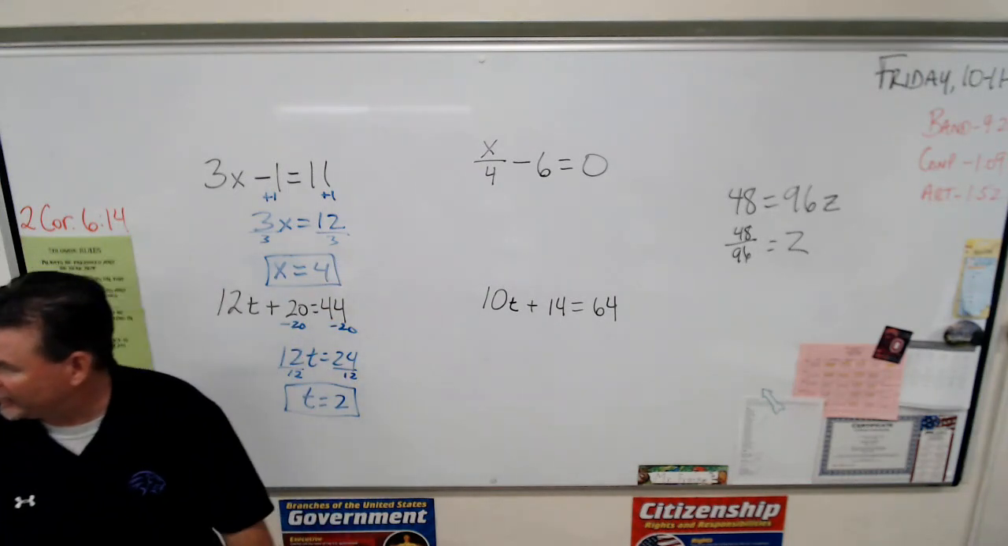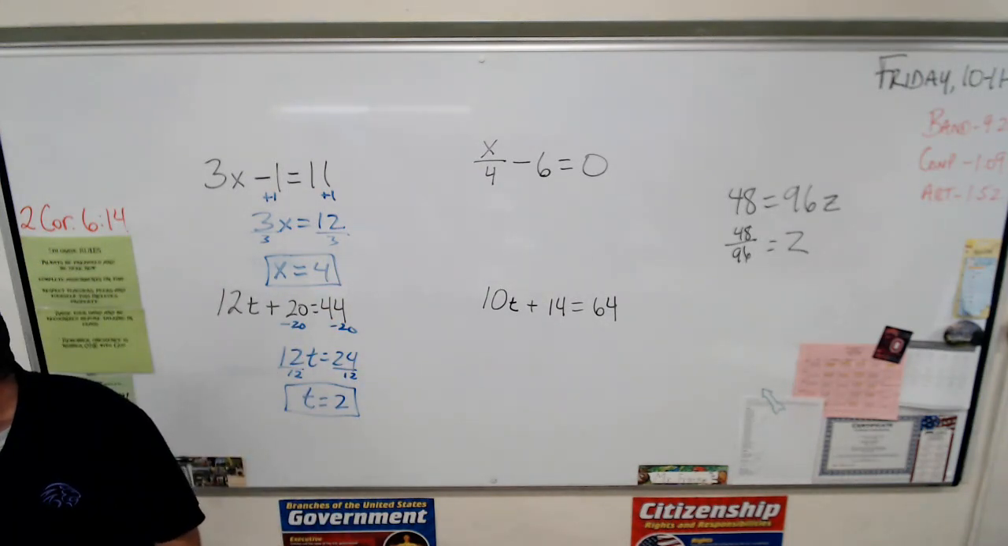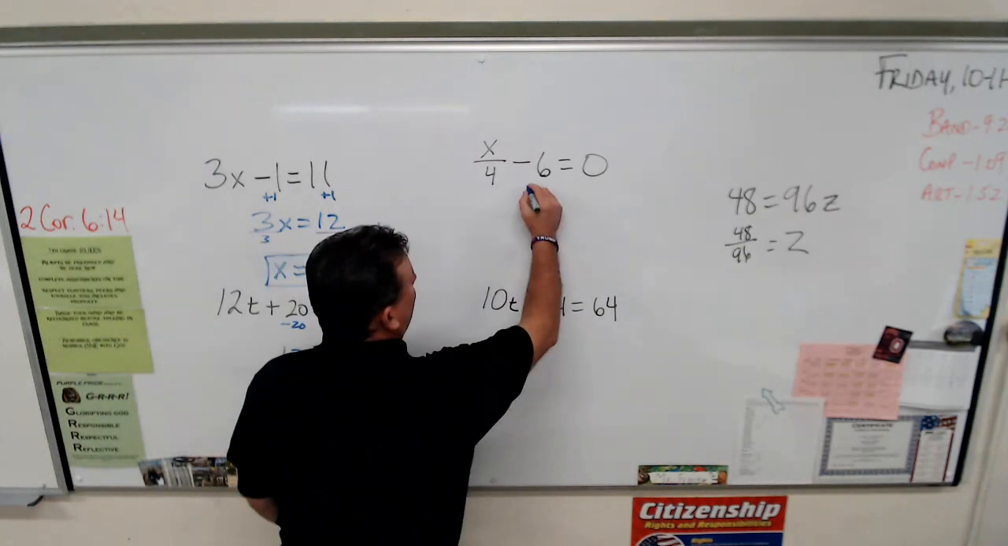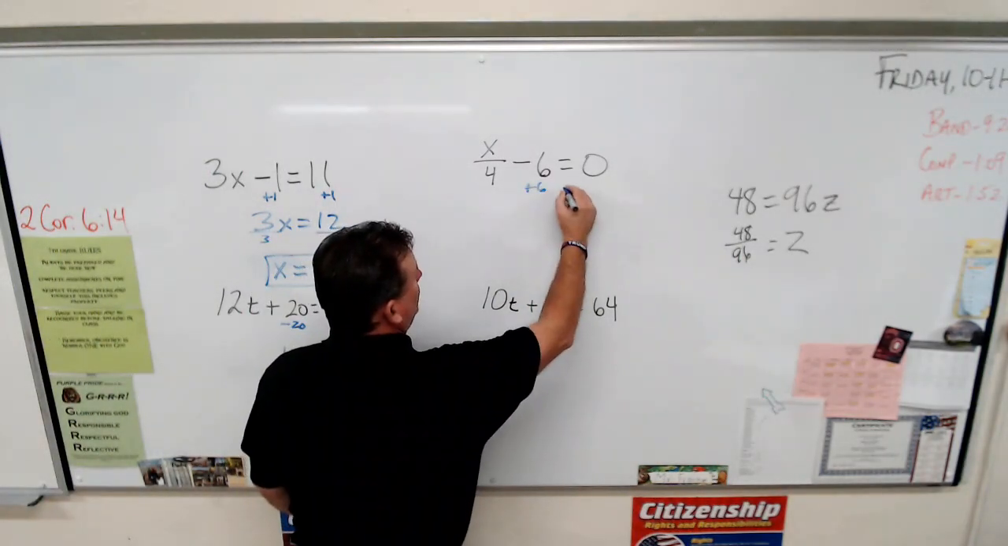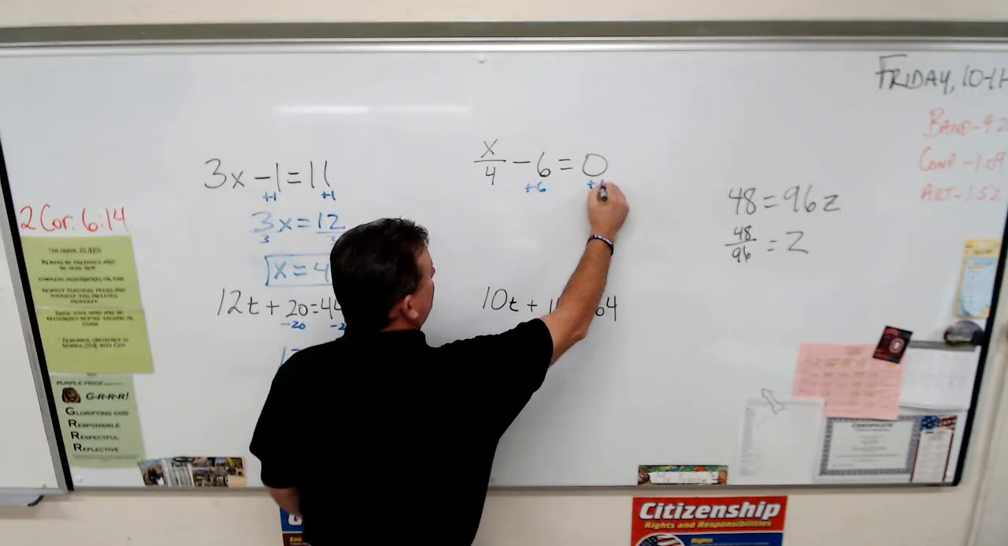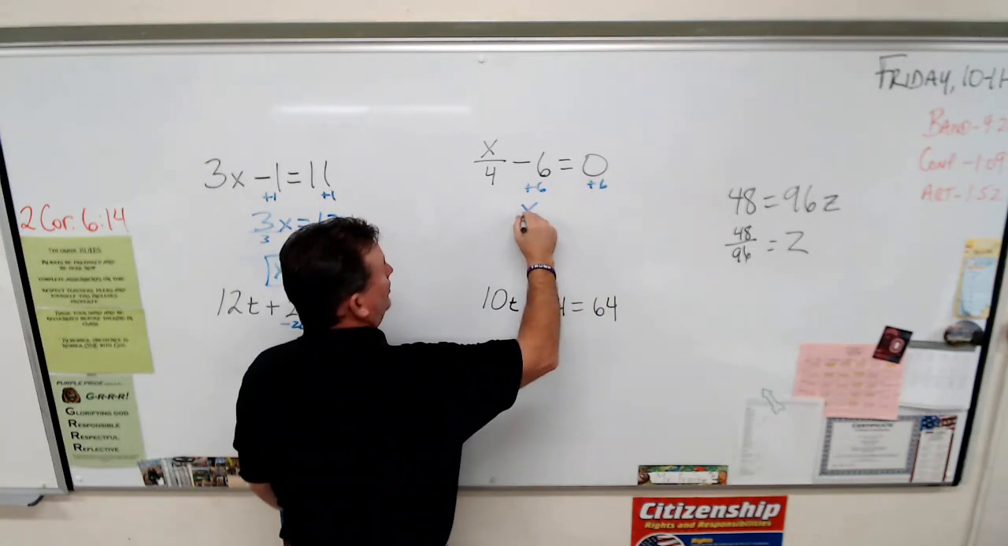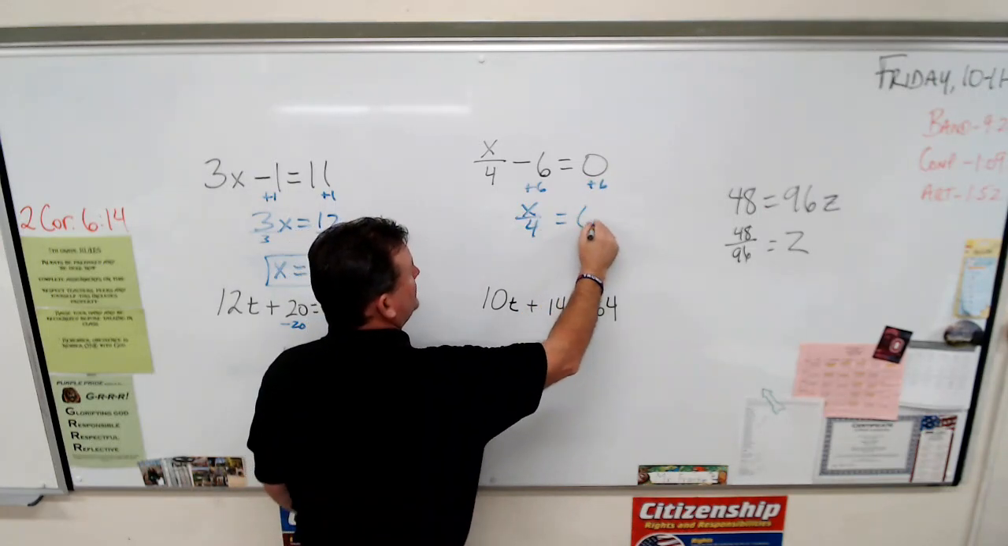How do I get rid of the negative 6, Noel? How do you get rid of a negative? How do you undo that? With a positive. So I'm going to add 6. What do I have to do over here? Add 6. So I've got x over 4 equals 6.